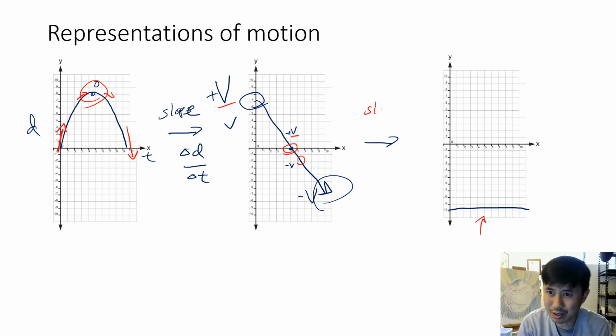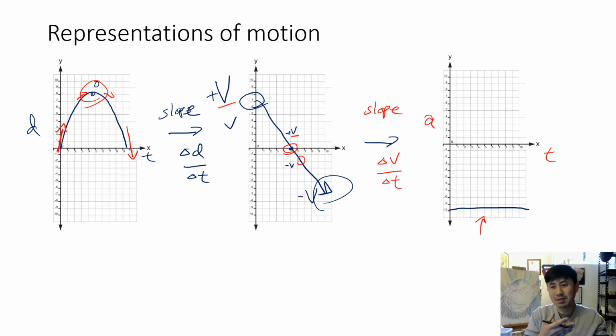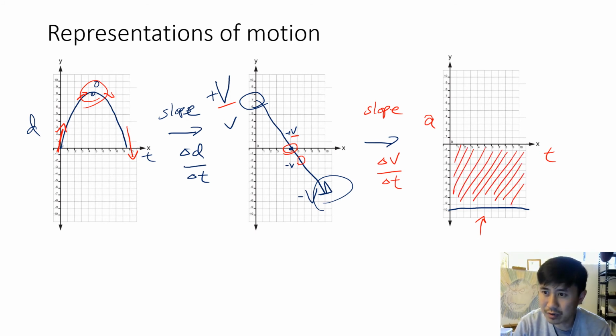Again, it's still the slope going from velocity to acceleration. This is acceleration. This is time. So here, the slope is still the delta V over the delta T. And because it's a straight line for velocity, the slope, which is the acceleration, is a horizontal line. Good? Okay. What if we go the other way? If we go the other way, we would do the sum under the curve, the area under the curve.